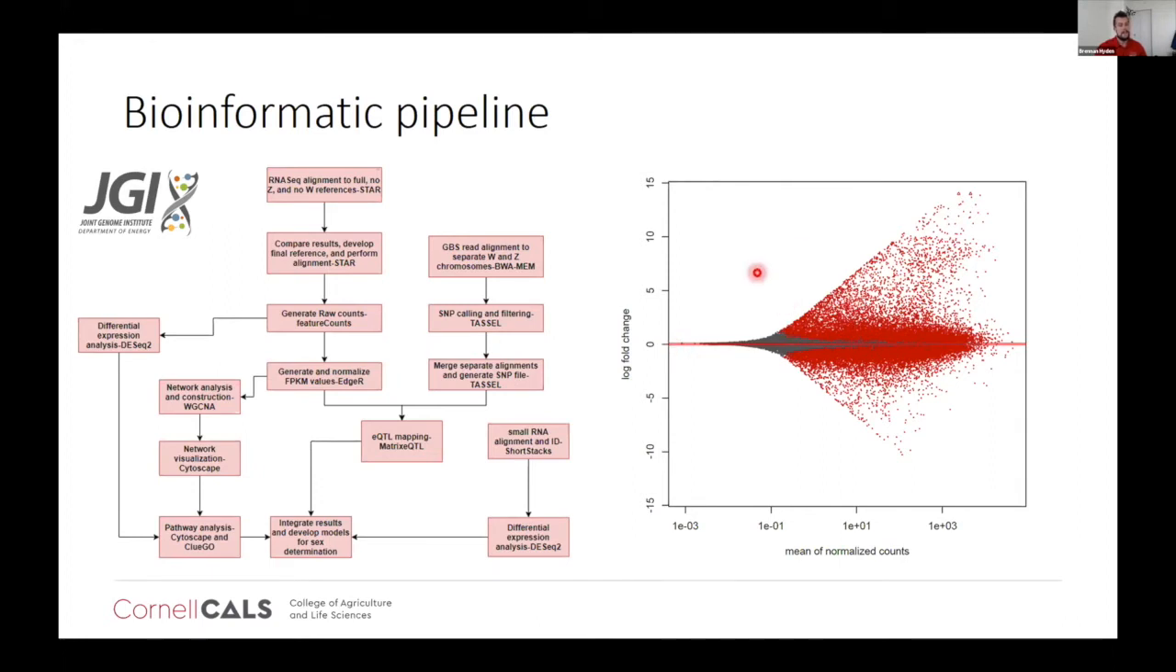So right away you can see that there are thousands of genes that are differentially expressed. These are located all over the genome. And there's actually slightly more male differentially expressed genes than female differentially expressed genes, which is also quite interesting.